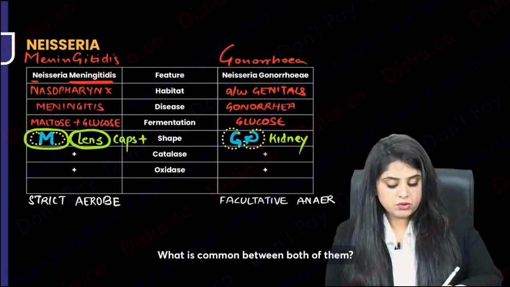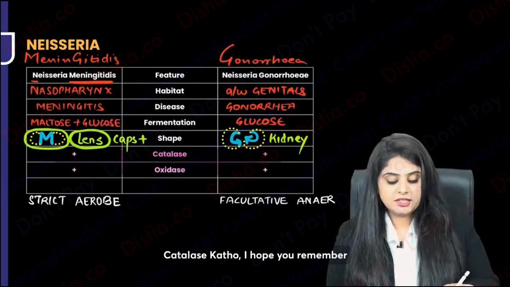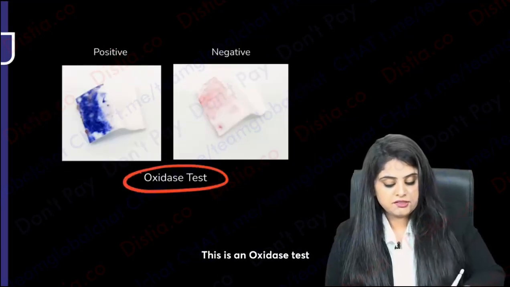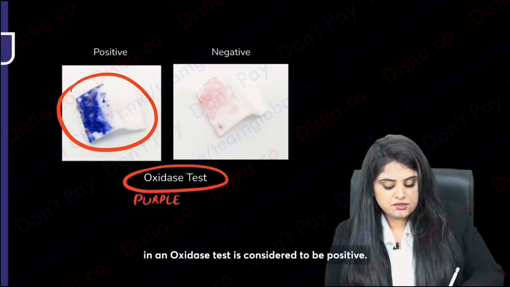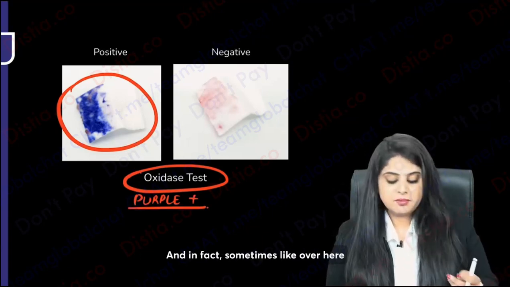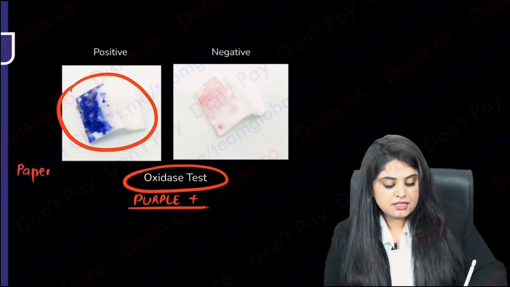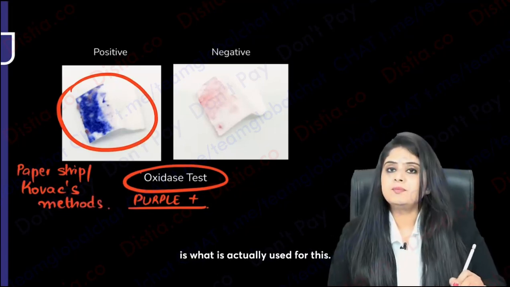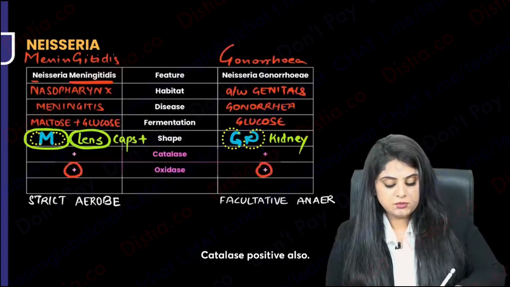What is common between both of them is that both of them are oxidase positive and both of them are catalase positive. Catalase, I hope you remember, you've seen the test earlier. The test for oxidase is this, guys. This is an oxidase test in which you get a deep purple color. So remember, getting a purple color in an oxidase test is considered to be positive. And in fact, sometimes, like over here, can you see it's a paper test? Sometimes there is a paper strip method that has been used for the same, and that paper strip method is known as the Kovacs method. So the paper strip or the Kovacs method is what is actually used for this. That is the oxidase test, and both of them are going to be oxidase positive, catalase positive also.